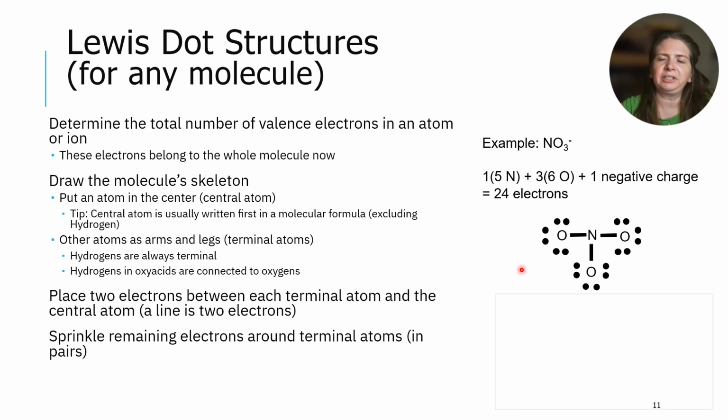Now, check whether each atom satisfies the octet rule. Each oxygen atom has 8 electrons around it: 2, 4, 6, 8. But the nitrogen only has 6: 2, 4, 6. We cannot simply add 2 more electrons because we have already used all 24 electrons that belong in the structure. Whenever there are not enough electrons for every atom to achieve an octet using only single bonds, we must create a double bond or a triple bond.